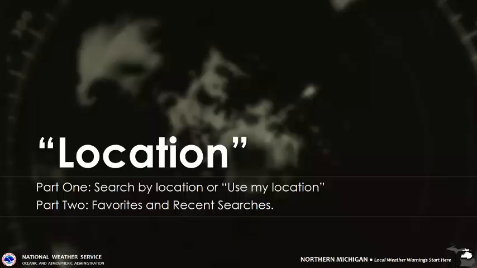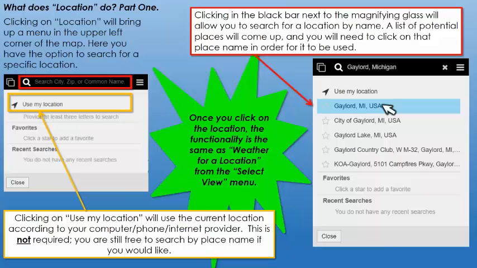Now we're going to take a look at the second option on the main menu, and this is location. There's a couple different things you can do with this. When you click on location, it's going to bring up this menu in the upper left corner of the map, and you have the option to search for a specific location. I've highlighted it in red, right next to the magnifying glass. You can click next to that and type in a location name. You can actually get pretty specific. As you can see, it brought up some more specific areas.